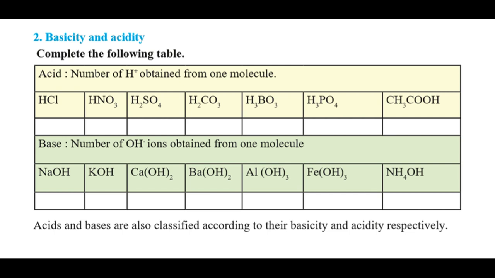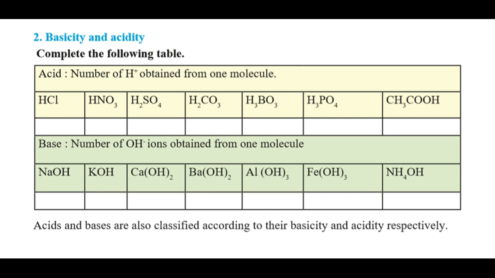Now look at this table. Look at the chemical formulas of acids at the top and find out the number of hydrogens obtained from one molecule. HCl, how many hydrogens will be obtained? Obviously one. HNO3, one hydrogen. H2SO4, two hydrogen ions. H2CO3, two hydrogen ions. H3BO3, three hydrogen ions. H3PO4, three hydrogen ions.